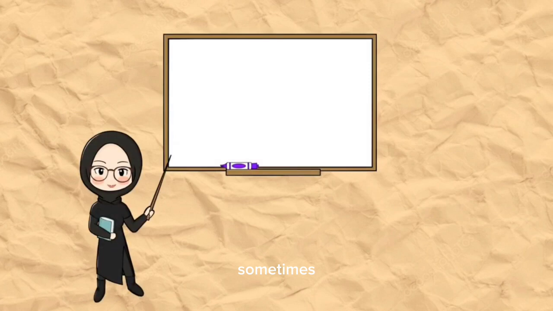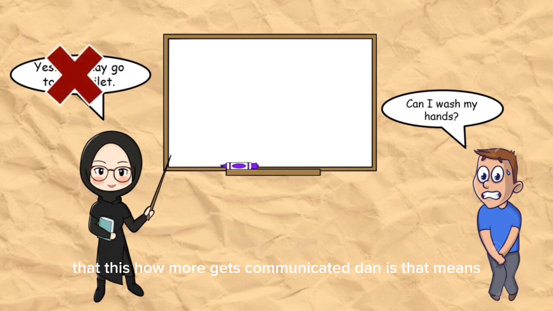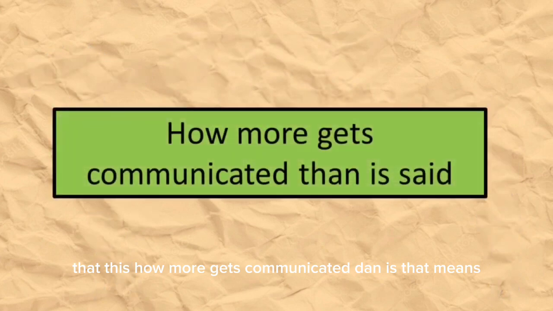For example, when I'm talking in front of the class and you ask my permission to go to the toilet, I can simply say, which means I allow you. I don't have to answer it with, yes, you may go to the toilet. That is what it means that more gets communicated than is said.